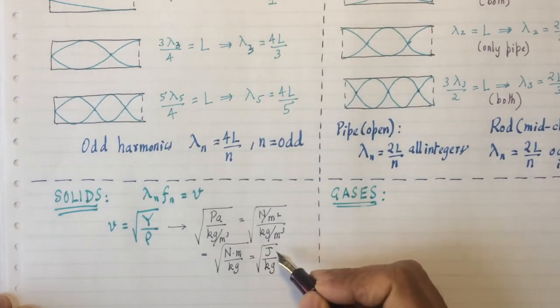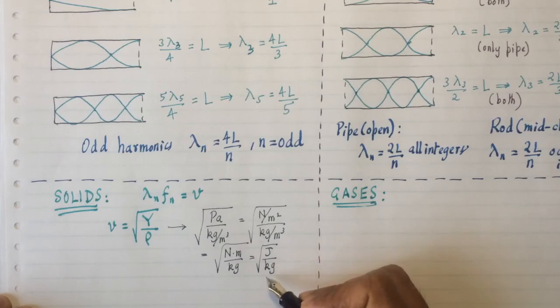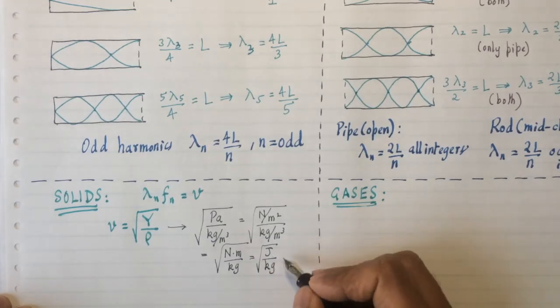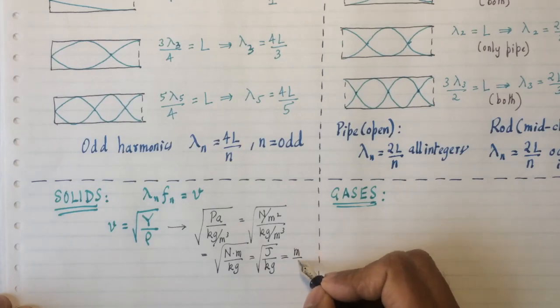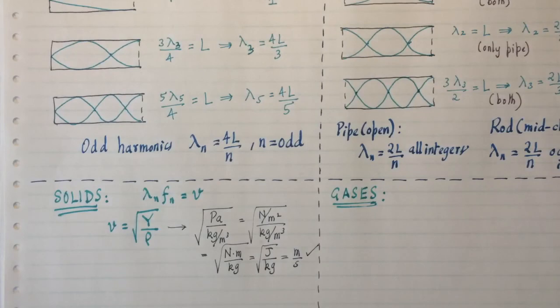Now think about kinetic energy. Kinetic energy is 1/2 mv squared. If you divide 1/2 mv squared by m, which is kg, the m's will disappear, and I'll just get v squared, which means I will get meters per second when I take the square root. So units work out nicely.